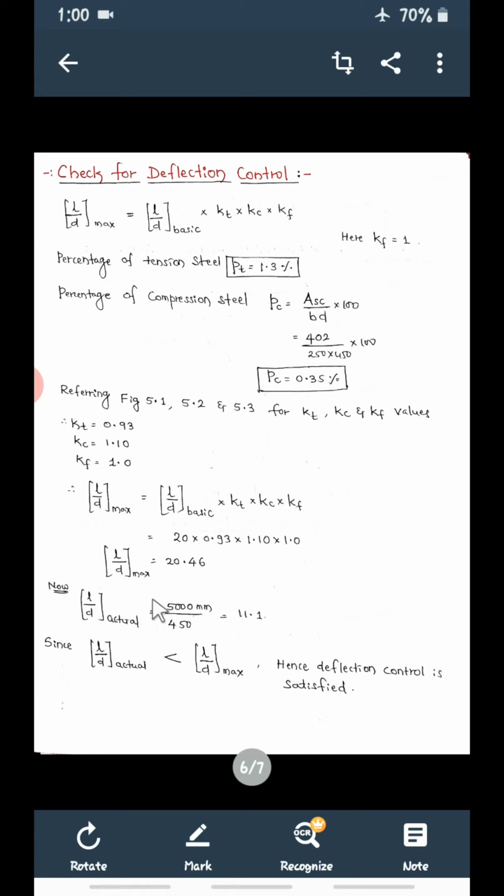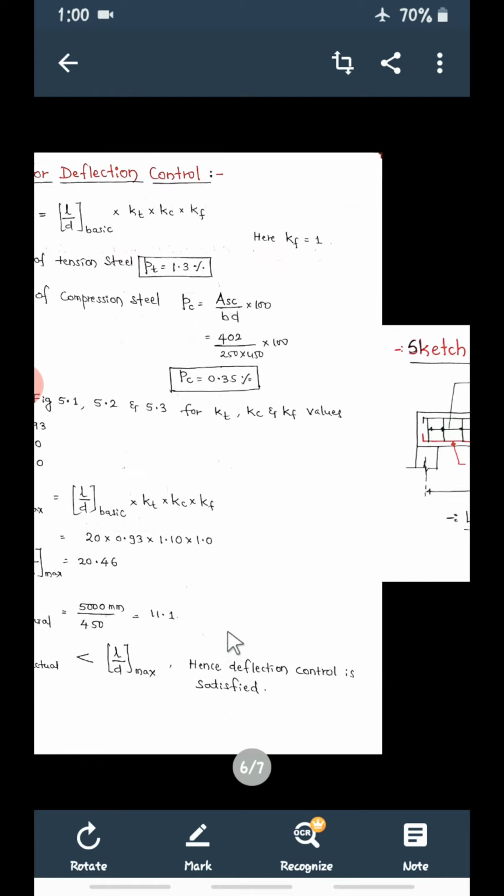Suppose in case the L by D actual we calculate is more than L by D maximum, then from the first step you have to revise the whole design. Remember. But anyhow, this is acceptable. L by D actual is less than L by D maximum, so there will be no problem regarding deflection. Deflection is within the limit, controlled. This is the deflection control check.